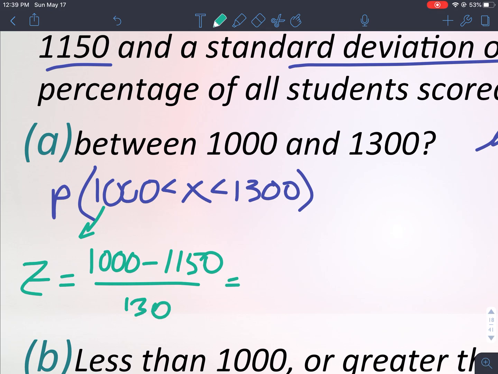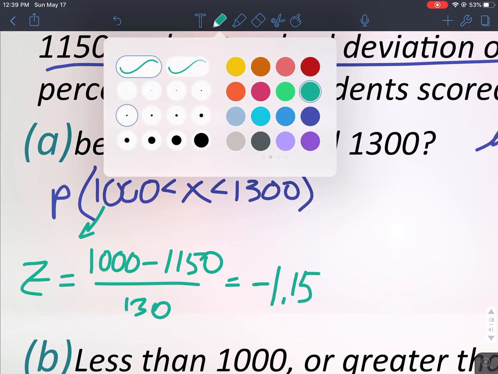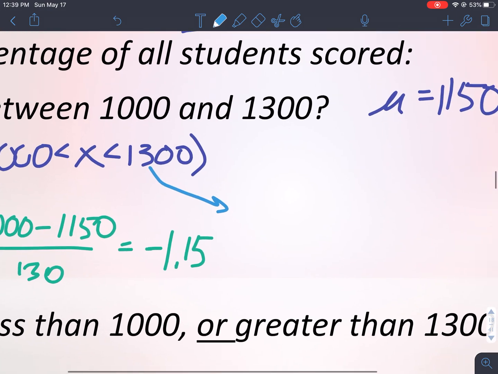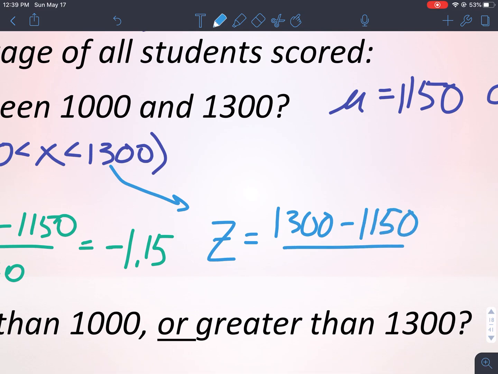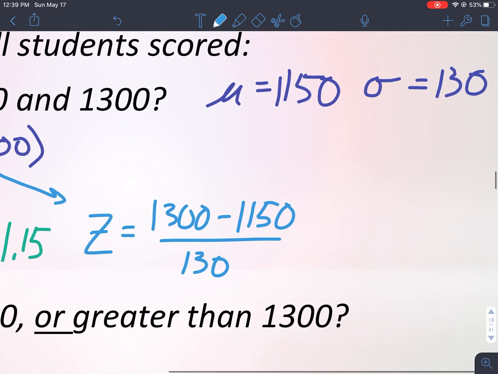All right, that should be a negative z-score because it's below the mean. Which is negative 1.15. This z-score should be greater than 0. It should be positive because it's above the mean, and that's going to come out to a positive 1.15.